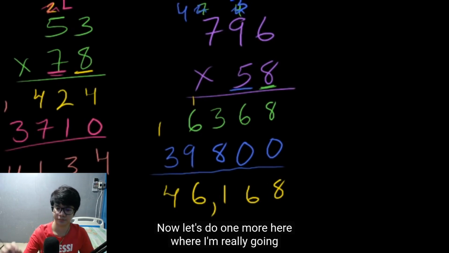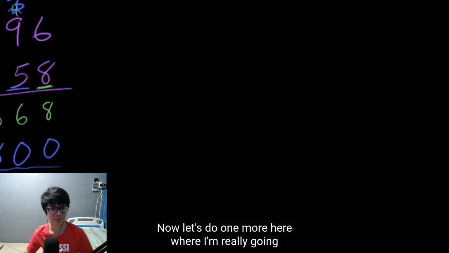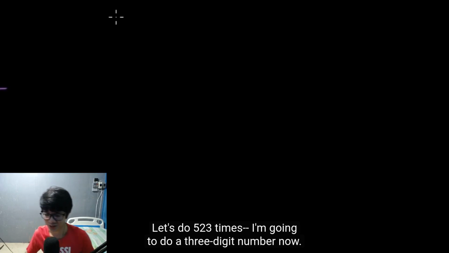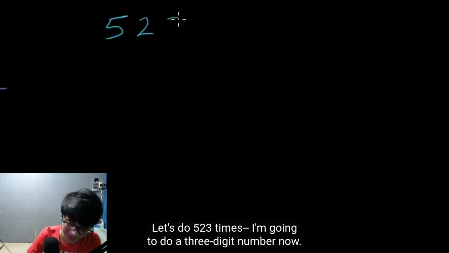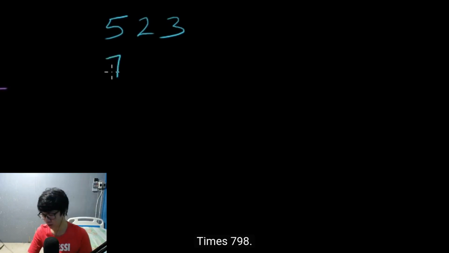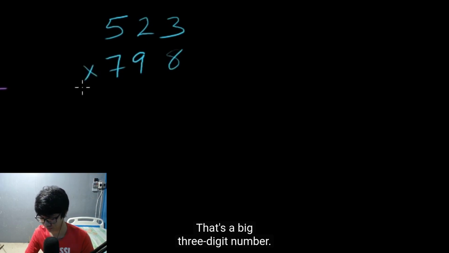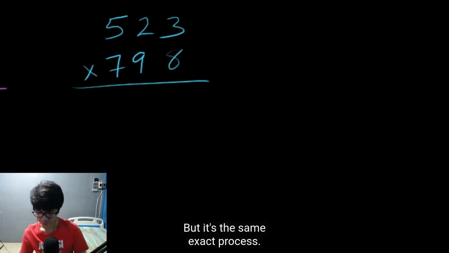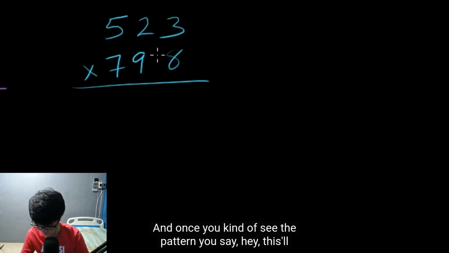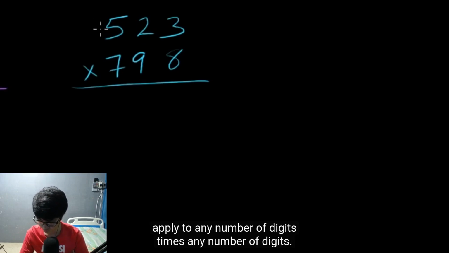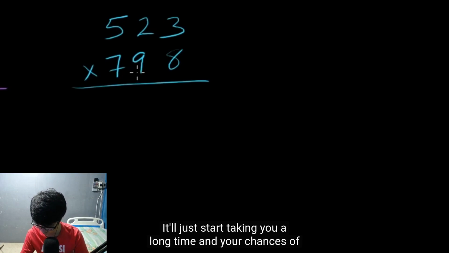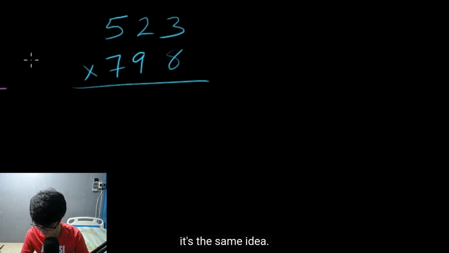Now let's just do one more here, where I'm really going to step up the stakes. I'm going to do a three-digit number now, 523 times 798. That's a big three-digit number. But it's the same exact idea. And once you see the pattern, you say, hey, this will apply to any number of digits times any number of digits. It'll just start taking you a long time, and your chances of making a careless mistake are going to go up. But it's the same idea.